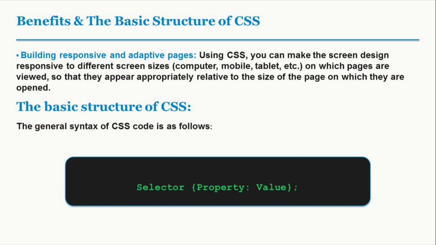Building responsive and adaptive pages. Using CSS, you can make the screen design responsive to different screen sizes, such as computer, mobile, and tablet, on which pages are viewed, so that they appear appropriately relative to the size of the page on which they are opened. Now, let's learn about the basic structure of CSS. The general syntax of CSS code is as follows. Selector, open curly bracket, property, colon, value, semicolon, close curly bracket.